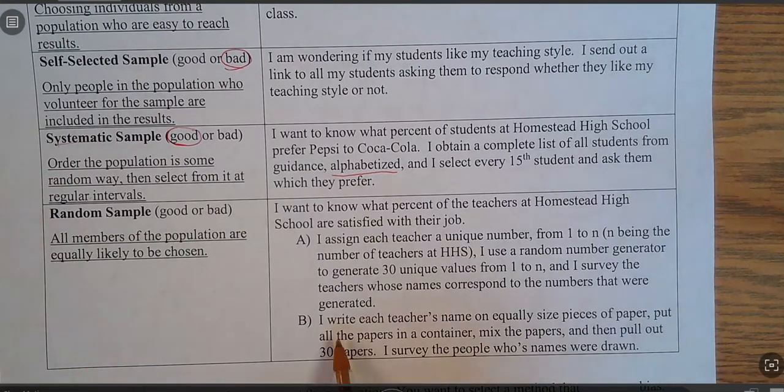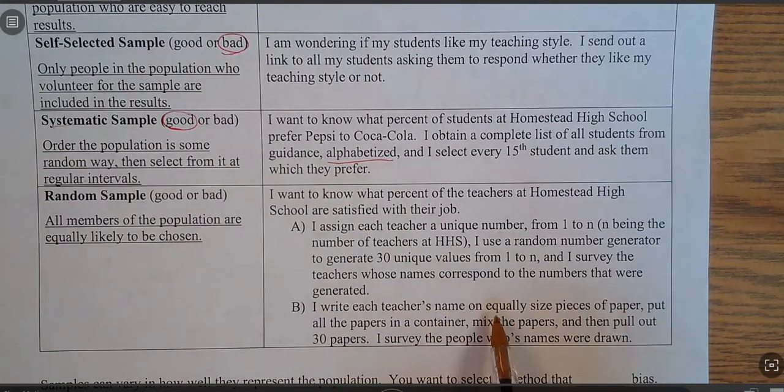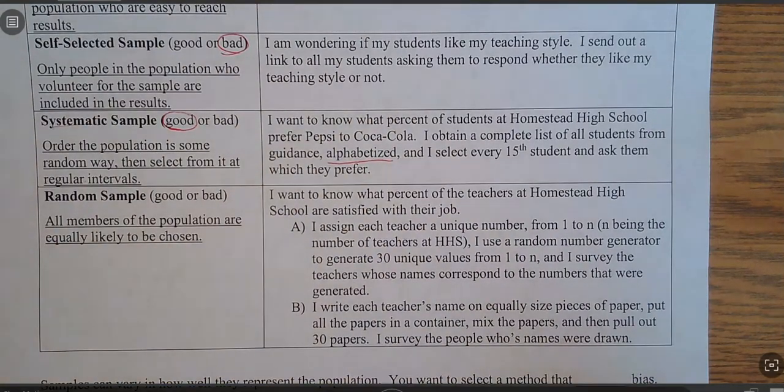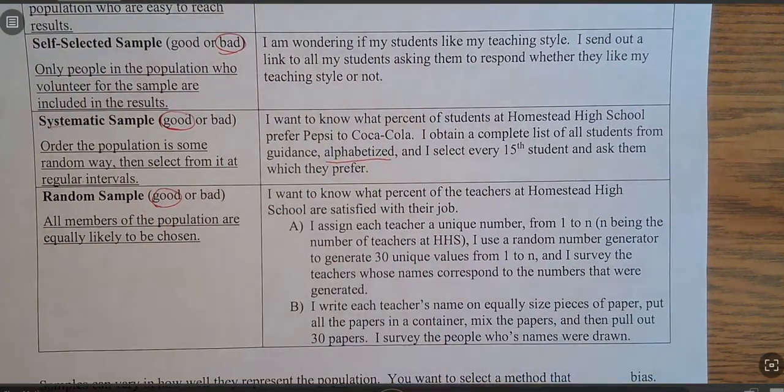Okay. Another way to do it would be write each teacher's name on an equally sized piece of paper and put all of them into a container, mix them up real good, and then just draw 30 papers out. I survey the people whose names were drawn. So that's another random sample. That's a version of a random sample. Now this one, everyone had an equal opportunity, so that should represent the population. That's a good one, a good way to survey.